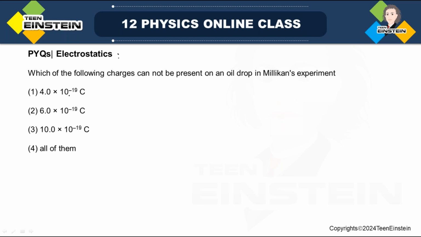So here there are three different charges given: 4.0 into 10 to the power minus 19 coulomb, 6.0 into 10 to the power minus 19 coulomb, and 10.0 into 10 to the power minus 19 coulomb. These are three different charges. So the question is, which of the following charges cannot be present on an oil drop in Millikan's oil drop experiment? And the fourth option is all of them. That means none of these charges can be present in the oil drop.